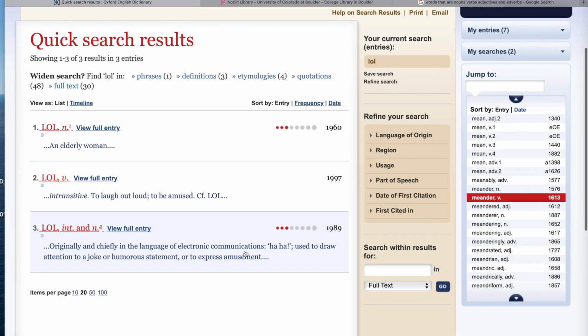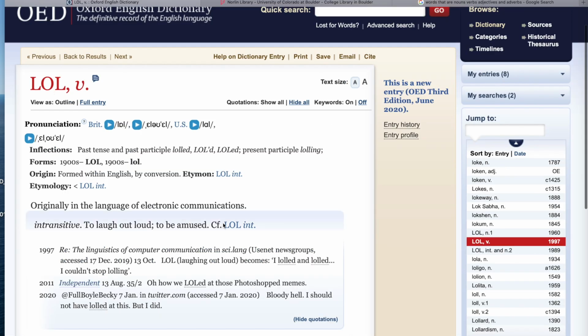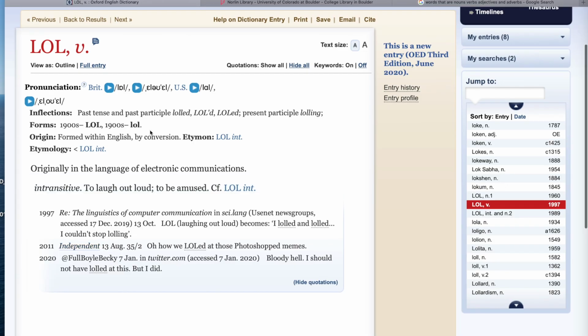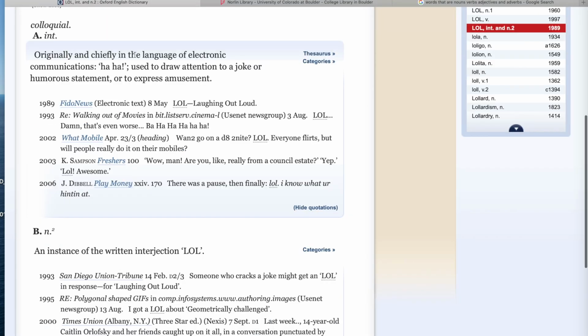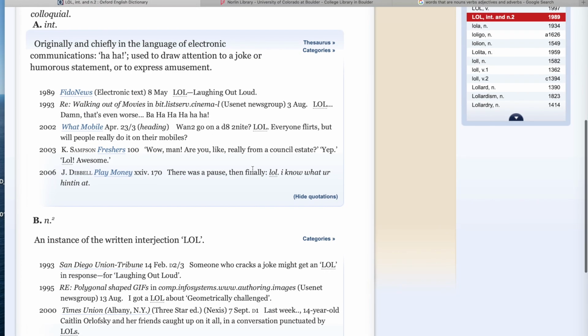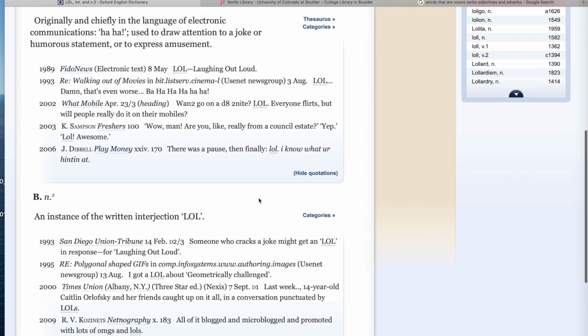Let's just take a look at the definitions for LOL. I think it's interesting that this records LOL as a verb happening in 1997. So first of all, I'm interested in the fact that it's capitalized, because I don't think that you probably capitalize it. It does give you forms capital LOL and lowercase LOL, and it gives us an etymology that says originally and chiefly in the language of electronic communications, ha ha, used to draw attention to a joke or humorous statement or to express amusement. And 1989 is when it's first observed.